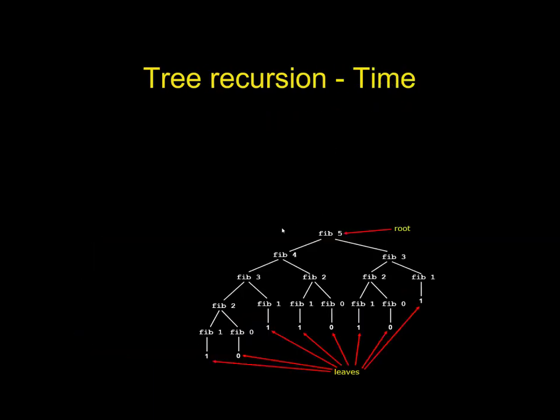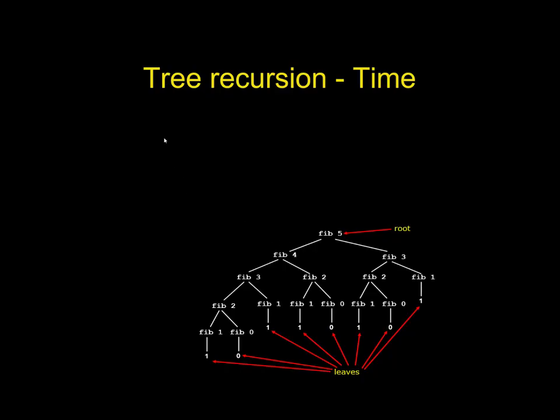The time needed for this recursion is the number of branches you see in this picture. So it is the number of leaves plus the number of internal nodes. In fact, the number of internal nodes here is about 2 times the number of leaves. So the time for this recursion is proportional to the number of leaves. What's the number of leaves then?